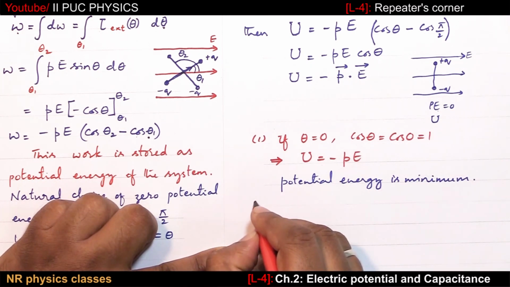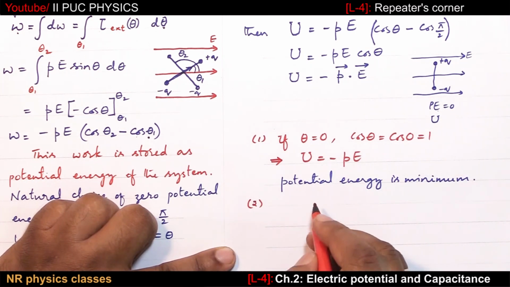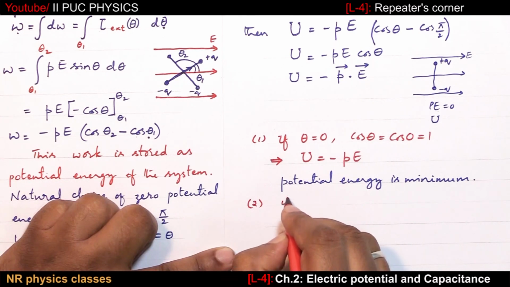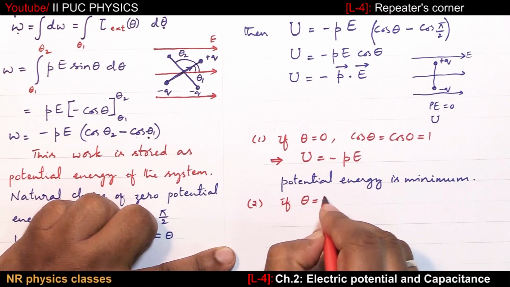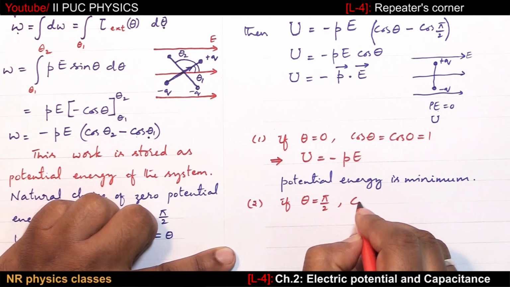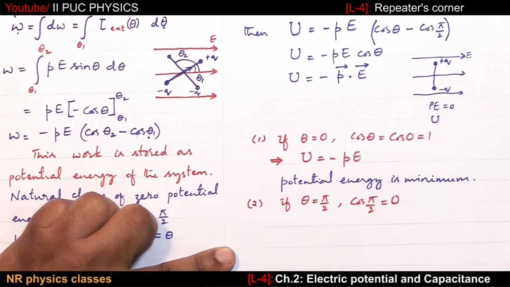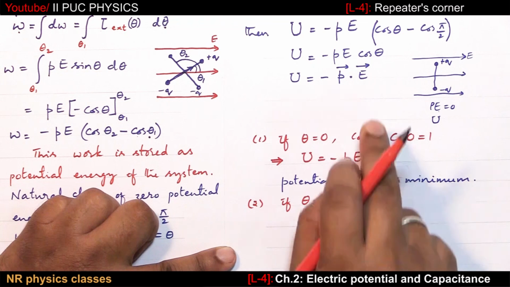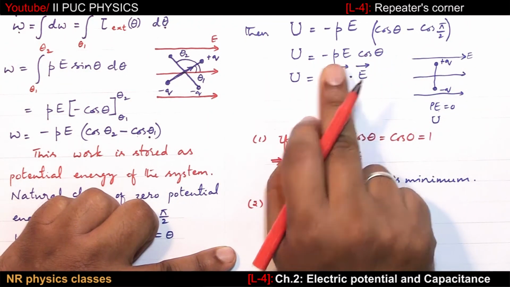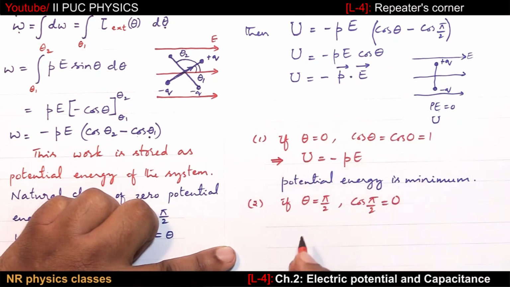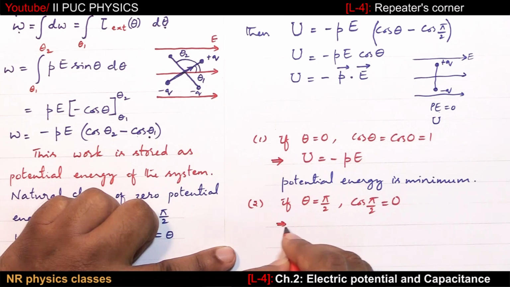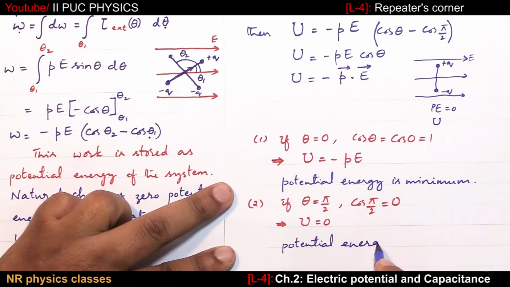Now second case, if theta equal to pi by 2, then cos pi by 2 equal to 0. Cos pi by 2 is 0 means this is 0, this is 0. So potential energy is 0. So potential energy is 0 if theta is pi by 2.